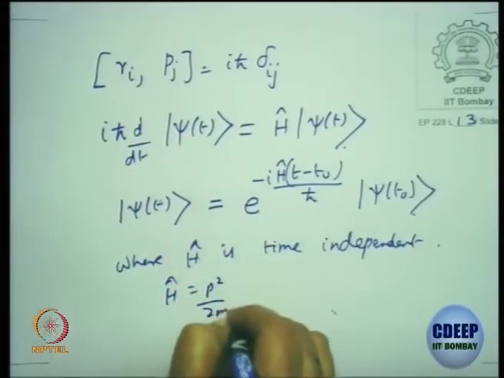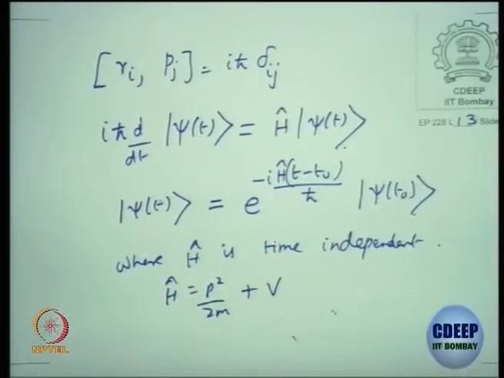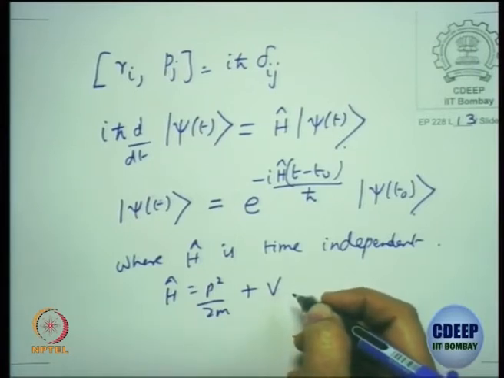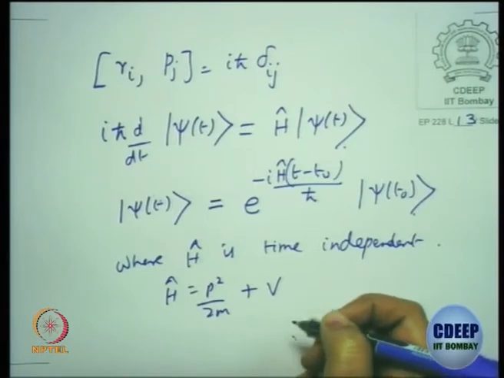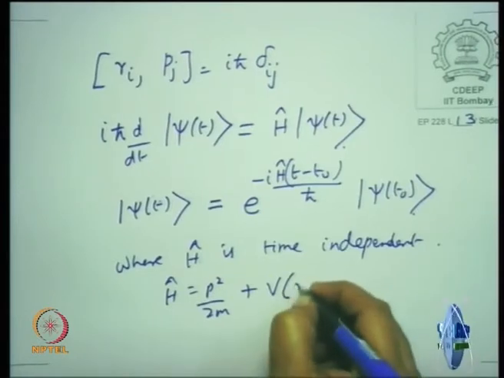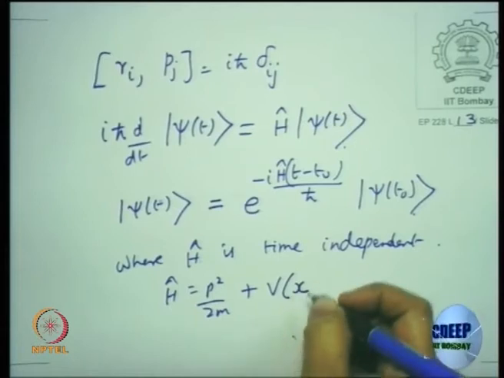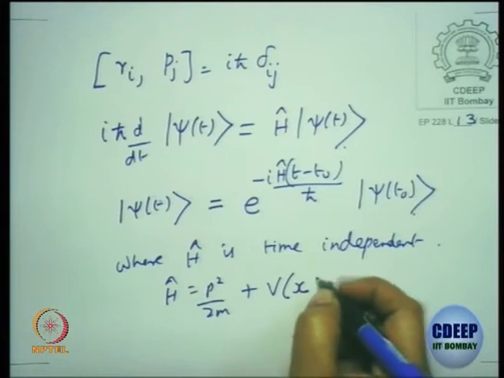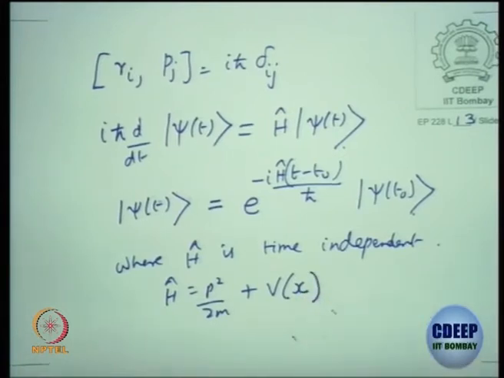So H is p squared over 2m plus V. In principle it can be a time dependent electric field and so on, then it will be a problem. So here we are going to consider it to be only dependent on x. Maybe you can also consider other situations where we can put a p dependence, but for simple systems like the hydrogen atom and the harmonic oscillator, they are all time independent.